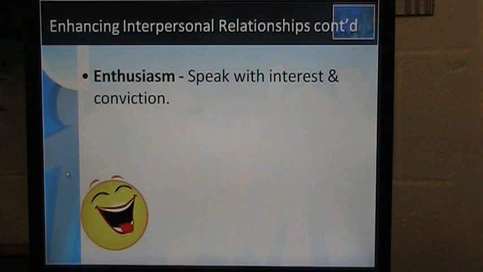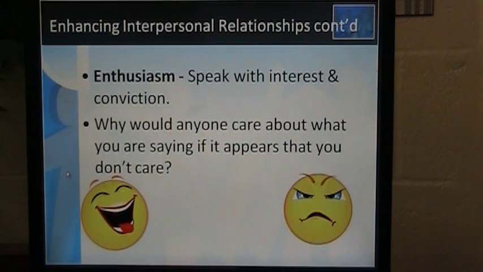Bueller. So speak with interest and conviction at all times. Why would anybody care about what you're saying if it appears that you don't even care? So keep that in mind when you're communicating.